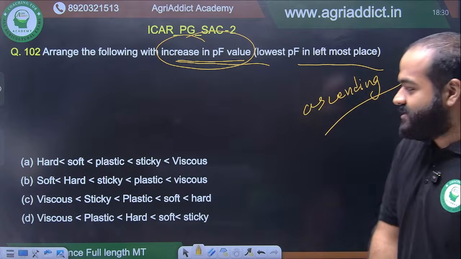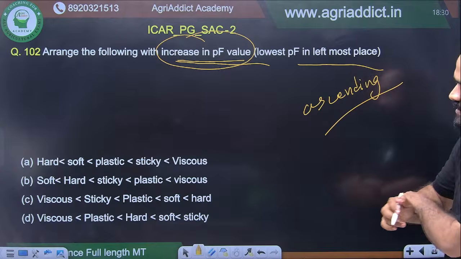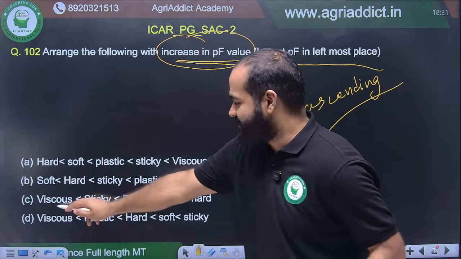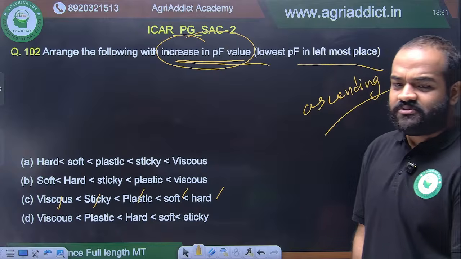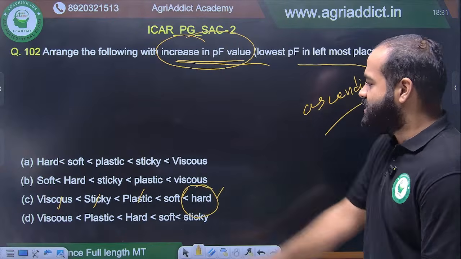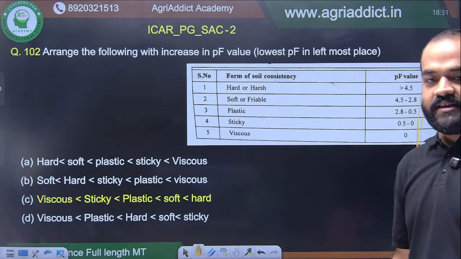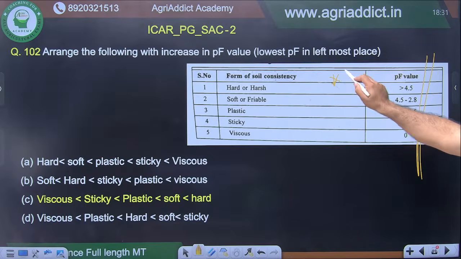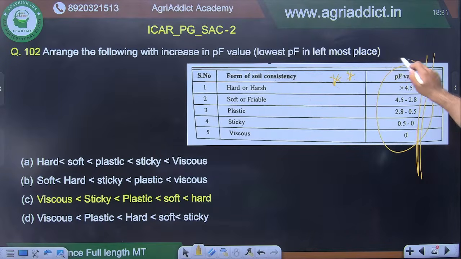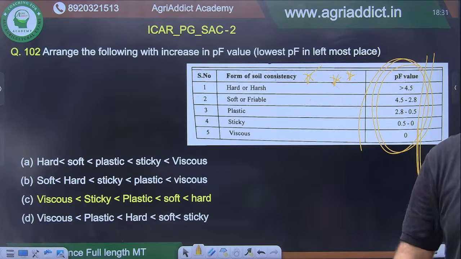All right. You are telling C. So arrange the following with increase in pF value, lowest pF in leftmost place. Yes, viscous is lowest, then sticky, then plastic, then soft, then hard. This one is a very easy question because once you see the option hard अगर सबसे right में है तो definitely it is there. I have given this table from treatise. यहाँ पे देने का जरूरत नहीं था, but I have given it to highlight the importance of this table, and you should be very thorough with this table, and you should definitely remember these pF values. This table is extremely important. That's why I have given here.